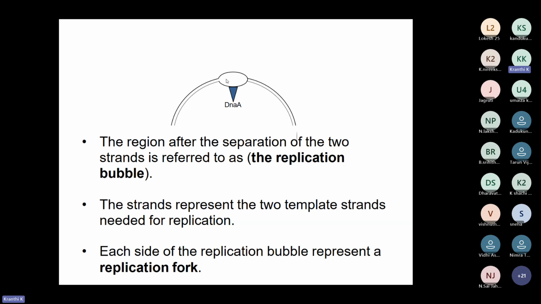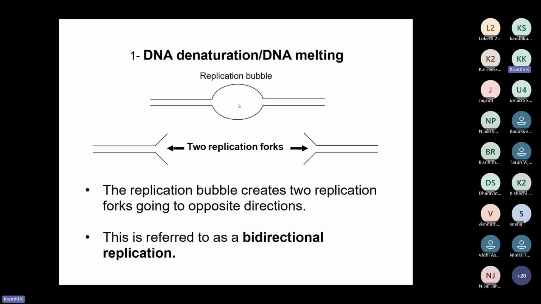So in the replication bubble, you can see there are two strands, right? Now these two strands are needed for the replication so that it will give two more complementary strands, right? Then once this bubble started, like this, then two replication forks will happen. Okay, two replication forks will happen. The replication bubble creates two replication forks going in opposite directions. So from here, it will create two more strands. Here, it will create two more strands. Okay, so this is referred to as bidirectional replication.